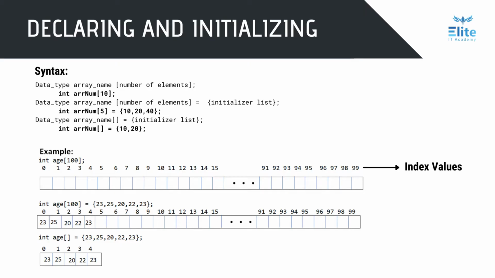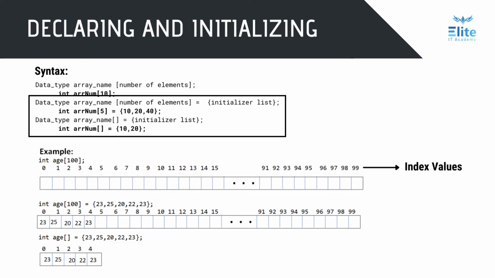To declare an array, you need to specify the data type of all elements in the array. In C, all elements of an array have the same data type. The declaration of the array consists of a data type name, followed by the array name, and then in square brackets the number of elements in the array. This number cannot be a variable because memory is allocated to the array at compile time. It must be a constant.